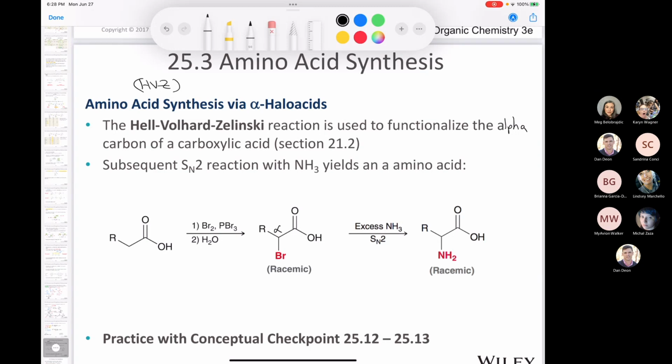So that's a secondary alkyl bromide, and so that's susceptible to nucleophilic attack by a nucleophile like ammonia. So ammonia can just come in here, do an SN2, and you end up with a racemic mixture of the amino group in the alpha position. So you end up with an alpha amino acid. So that's the first amino acid synthesis that we're going to look at. Again, it's racemic. So if you wanted only the D or only the L, you'd have to find a way to separate those, but that's neither here nor there at the moment.